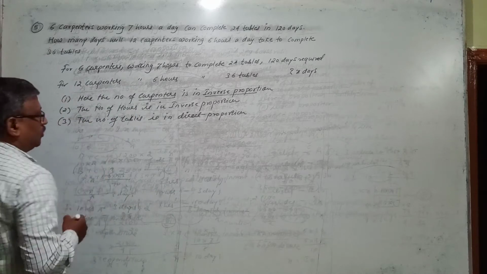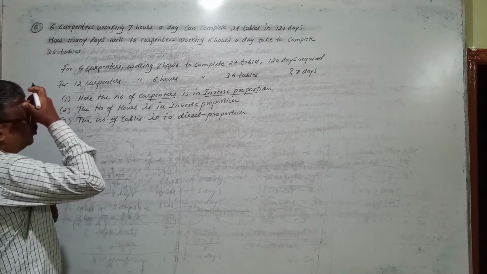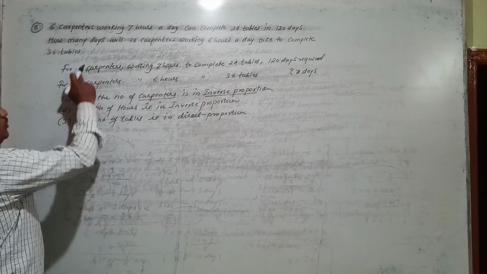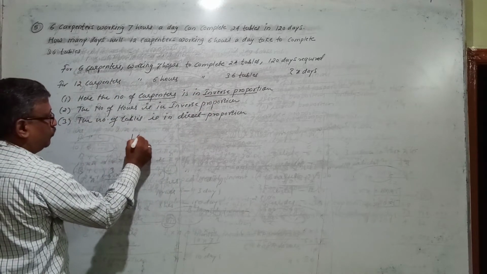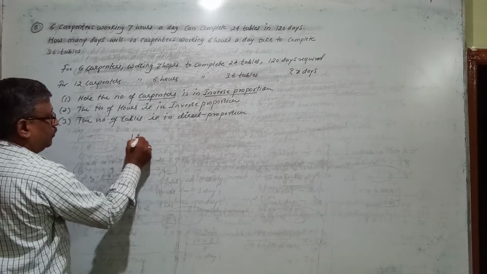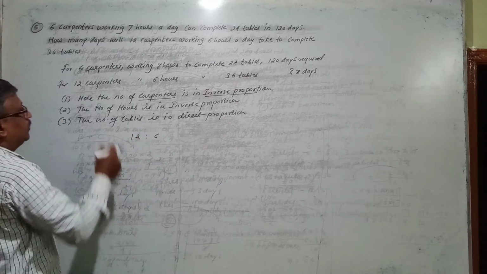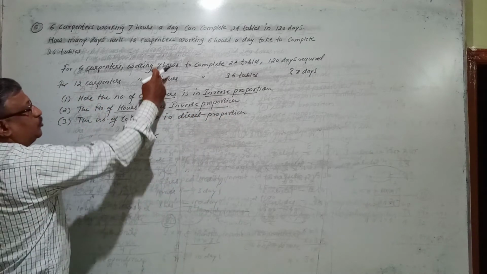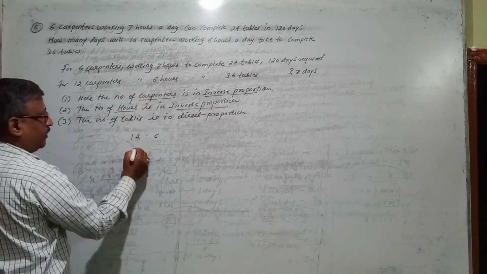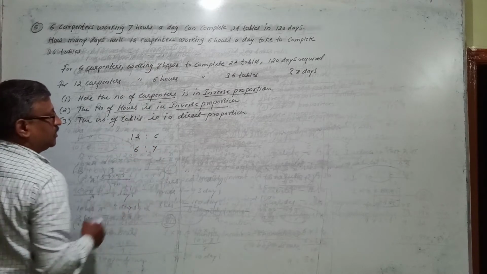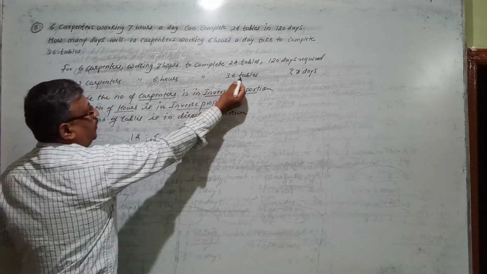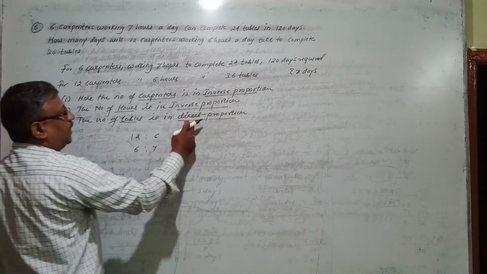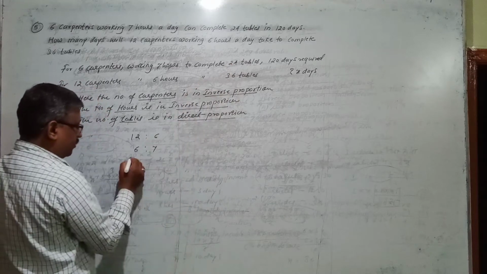So let's put the proportion directly. How to put the proportion directly? Carpenters are in inverse, so how do you write the ratio? 12:6. Then the number of hours are also in inverse, so the ratio is written as 6:7. Then the number of tables. Tables are in direct proportion, so as they are direct, it is written as 24:36.